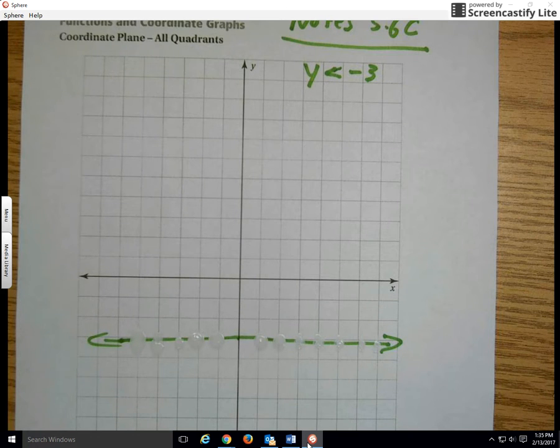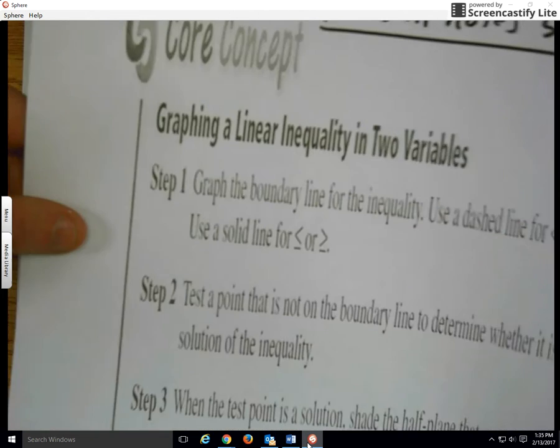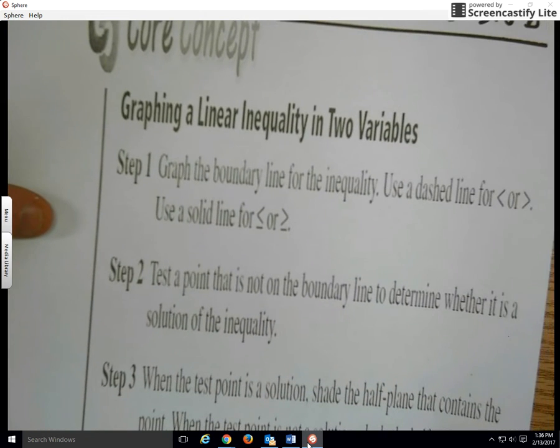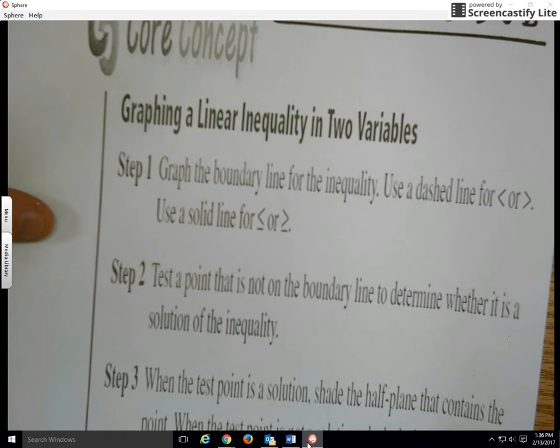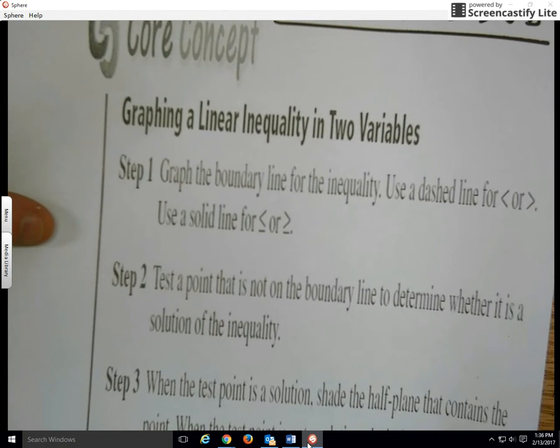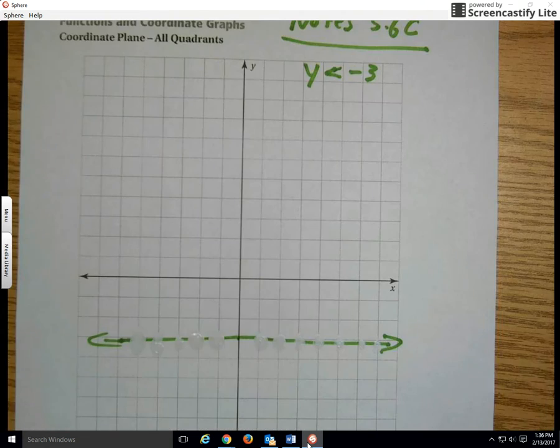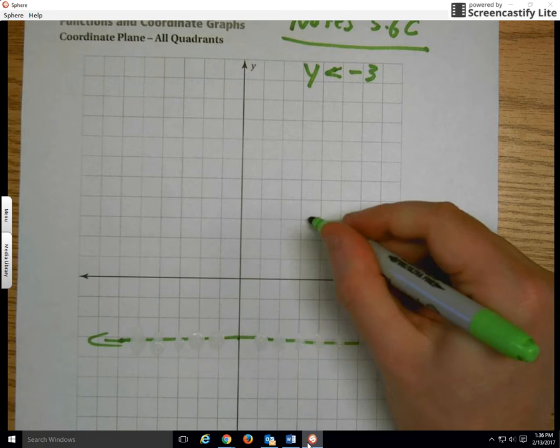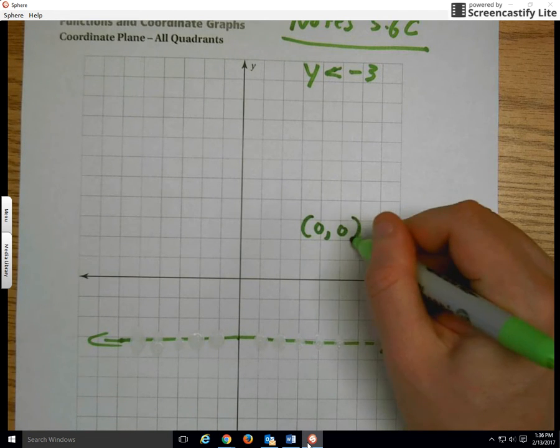Okay, and then we want to do a test point because that's the next step, right? This is step number 2. It says test a point that is not on the boundary line to determine whether it's a solution of the inequality. So let's think about this. What is a good point to use? What might you suggest? What test point would simplify the computation? What would make the math really easy? Well, we already said 0, and 0 does that.